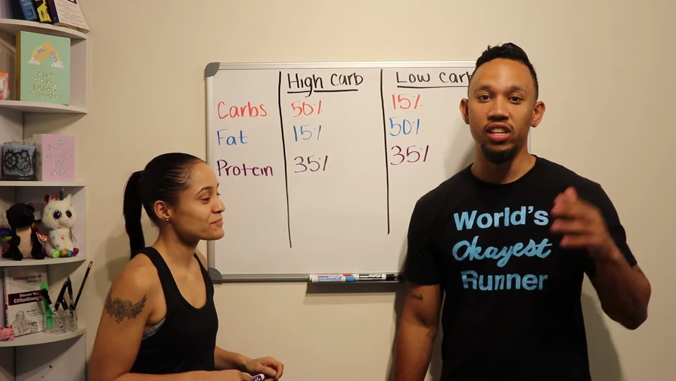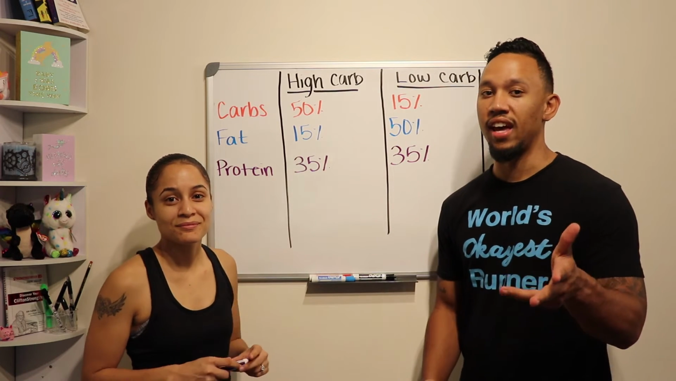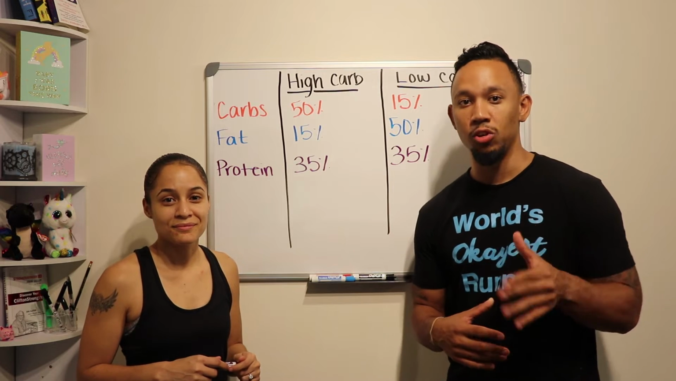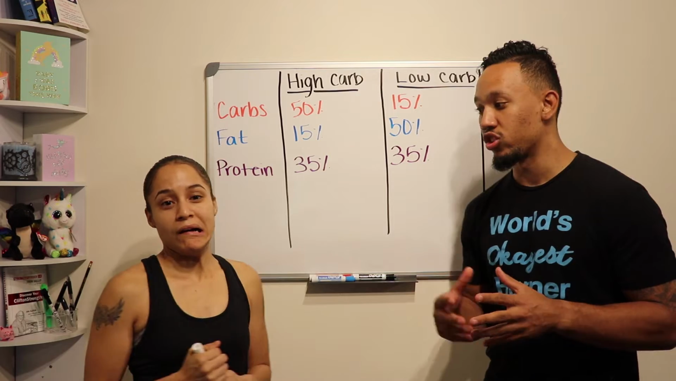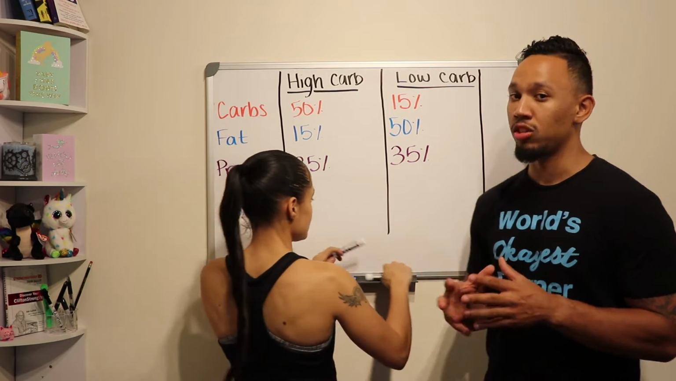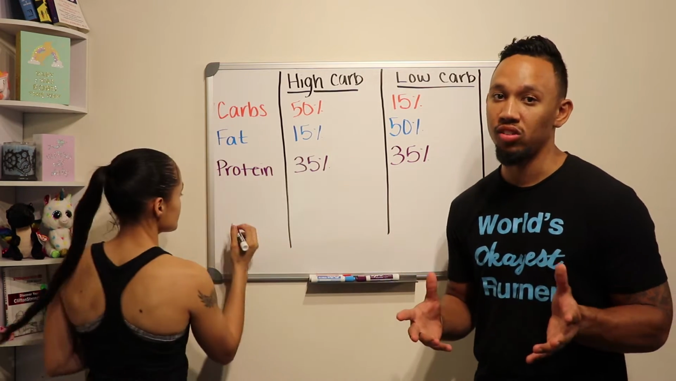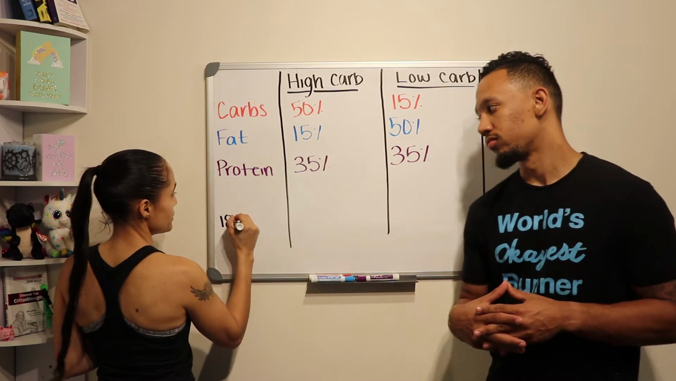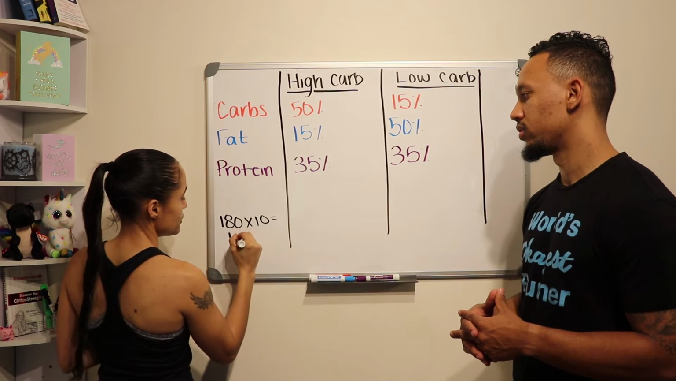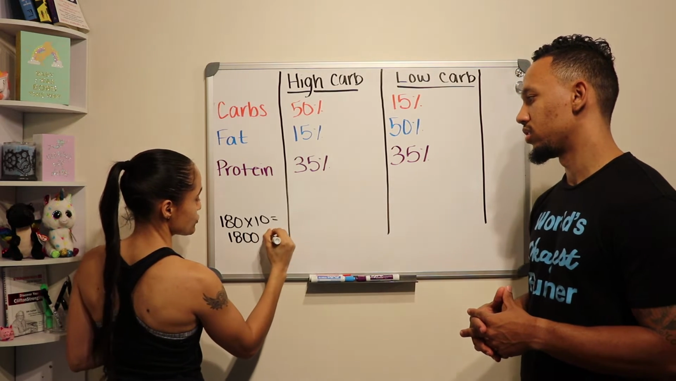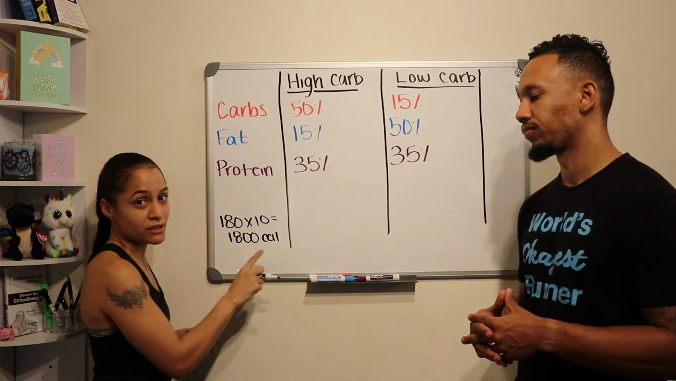The first thing we have to do is find your numbers. So the way we'll do that is we'll calculate your ideal body weight times 10. So let's say you're 200 pounds and your ideal body weight is about 180 pounds. So ideal body weight would be 180 times 10, which will end up giving you a total of 1,800 calories that you would need for the day.